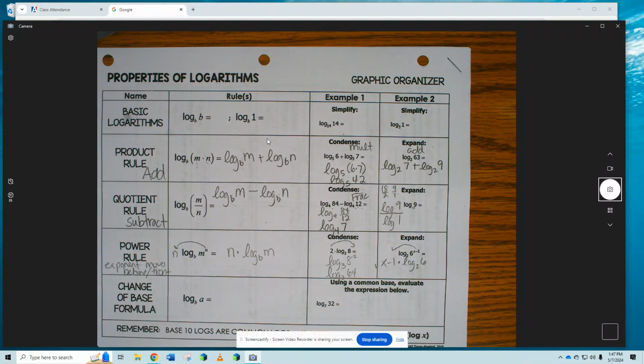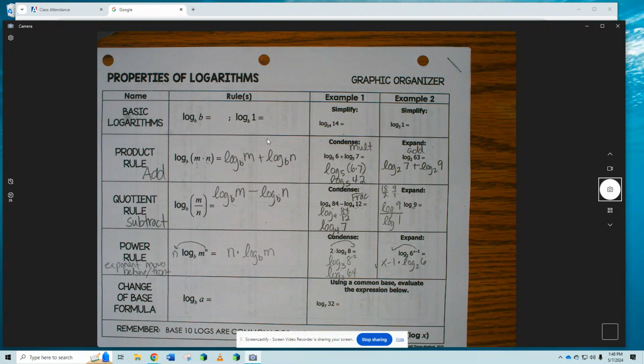Big fan of product rule. Why can't you add the 7 and the 9 together? Because plus means multiply. So it would never be 16. So you can't multiply? No, because it means 63. I multiply them. I'm not adding them.